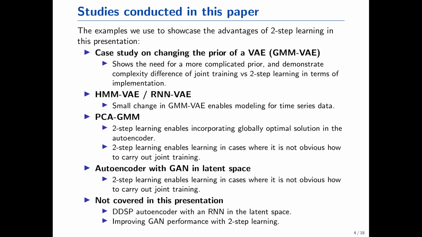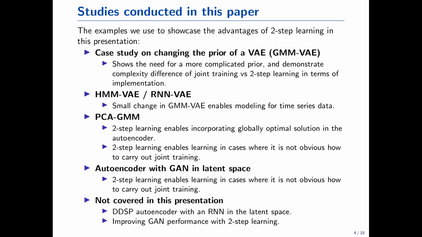The first case study that we will start the presentation with is changing the prior of a variational autoencoder. The goal of this is twofold. First, we show the need for a more complicated prior, and secondly, we demonstrate the engineering requirement differences between two-step training and joint training. Later on, we continue with HMMVAE and RNNVAE, which shows that just by changing the function you use to learn the prior distribution, with two-step learning, you can very easily learn distributions over time series.